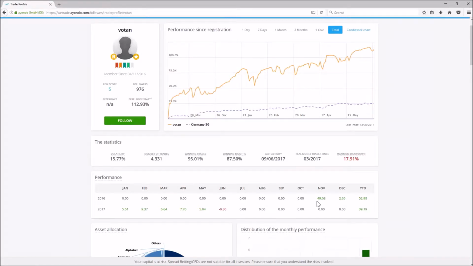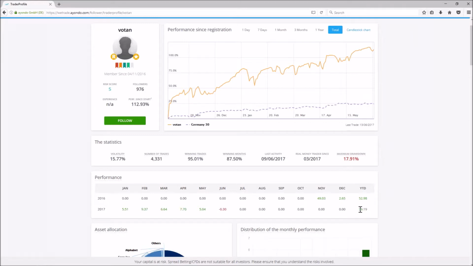So let's have a look at this data, and straight away we can see the figures are somewhat flattered, for last year anyway, 2016, by November's figure, a 49% return. Now to me, that suggests a pretty aggressive level of risk, and again, could be something of a warning sign. December a bit more sensible, 2.6%. This year though, we do have, I think, more realistic monthly return figures. So 5.5% in January, 9% in February, 6%, 7% in April, 5% in May, and slightly down 0.3% for the month so far.